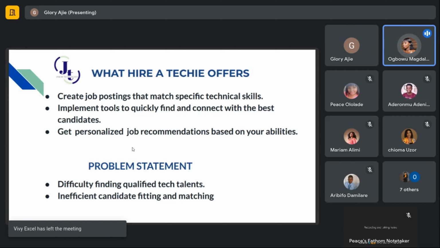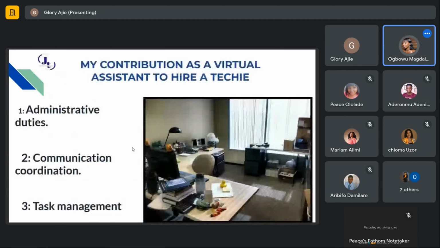There are problems faced in Hire a Techie, which are difficulty finding qualified tech talent. This has to do with finding qualified tech-savvy people who can fit this project. And then the other one is inefficient candidate fitting and matching. The next slide.